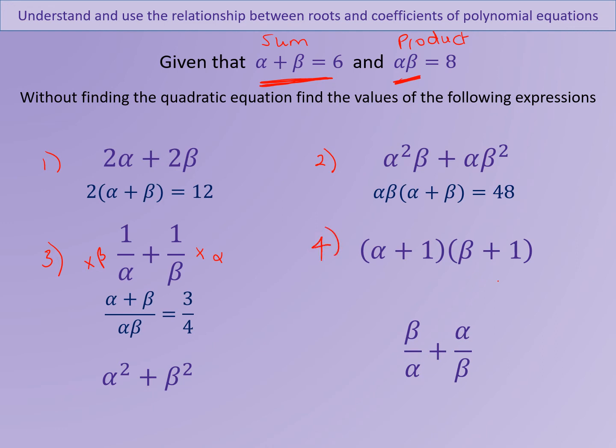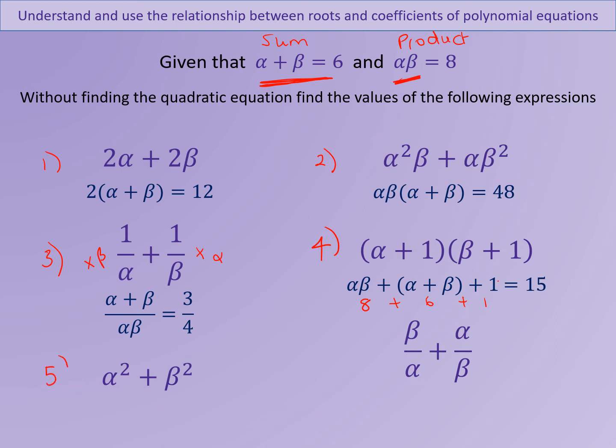Question 4. So we have 2 brackets here, so if we multiply these out, multiply them together, that gives us alpha beta plus beta in a bracket plus 1. Notice that the brackets there give you a lead in to say, well, alpha plus beta is equal to 6, and then we can substitute in those values. So we would end up with 8 plus 6 plus 1, which leaves us with 15.